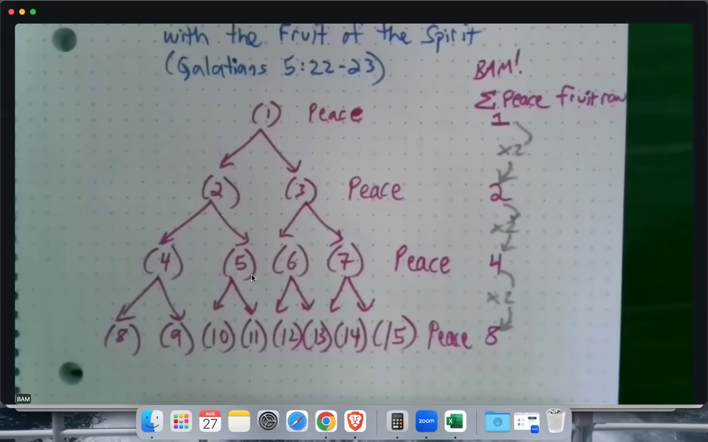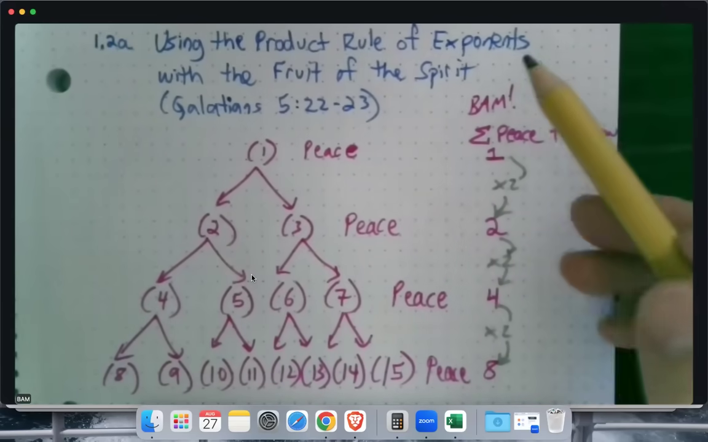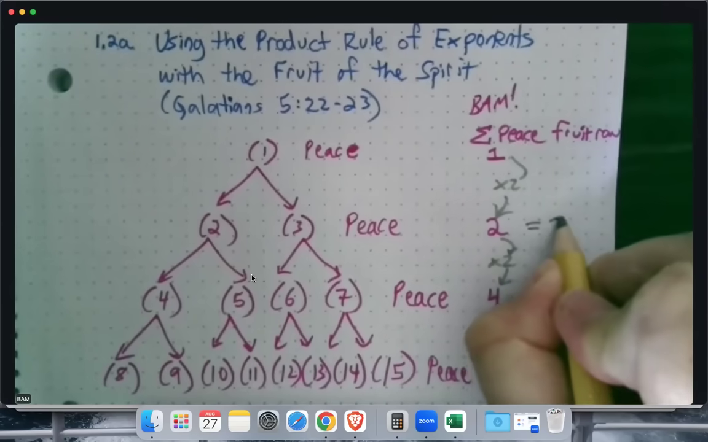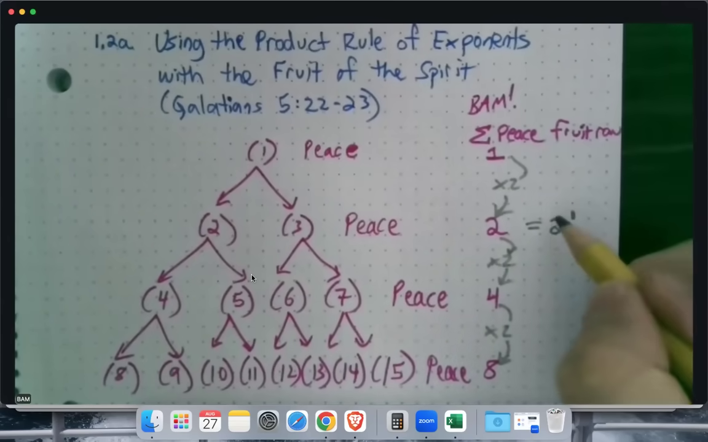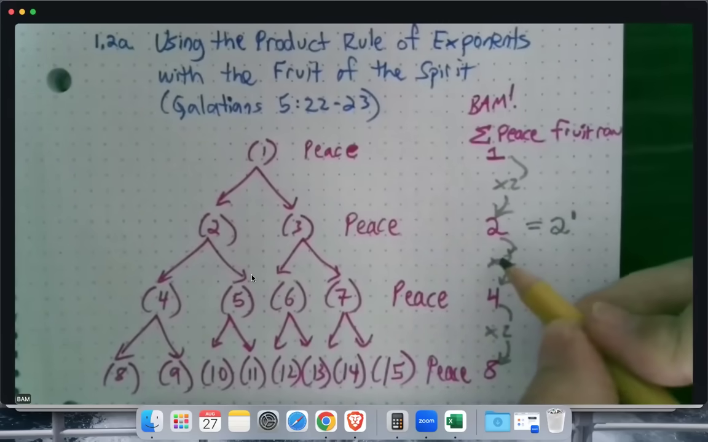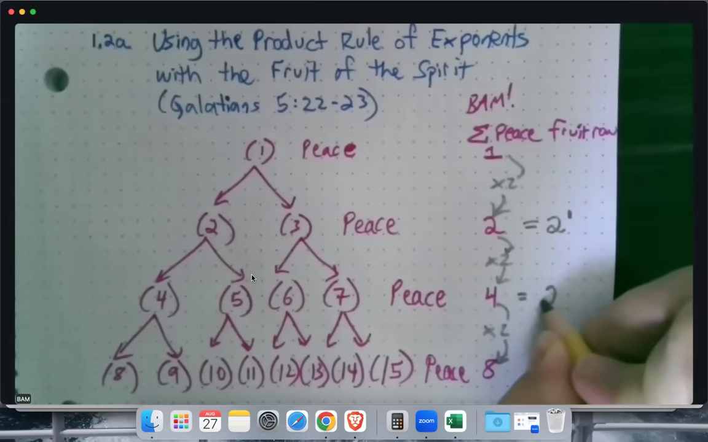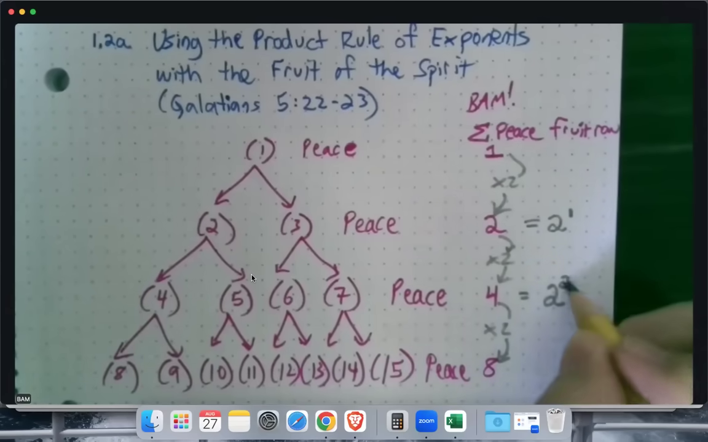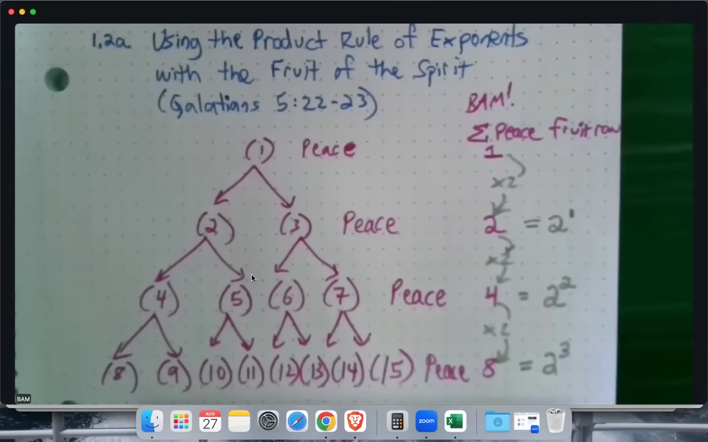Well, what does that have to do with exponents? Well, exponents have to do with repeated multiplication. So in this case, we have 2, how many times? 1. Then we multiply it by 2, and then we have 4, which is 2 to the power of 2. And then 2 squared times 2 is 2 to the power of 3.